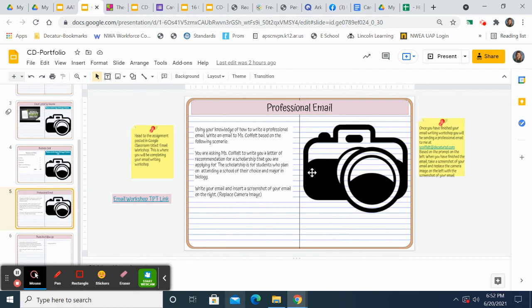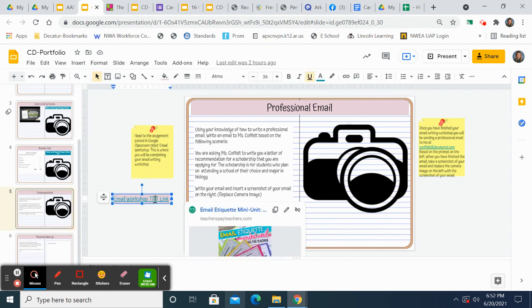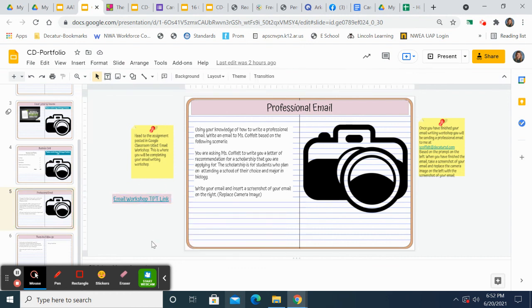Then we talk about professional email writing, which my students really struggle with. And so I have this email workshop that's from TPT as well that we work through. And then I have them actually send me an email asking me for a letter of recommendation for a scholarship that they are applying for, and then give them a little bit of information about the scholarship. Then I have them send it to me, and then I have them put a screenshot of that email there. So they're learning how to ask for a letter of recommendation while using what they learned for their professional email skills.